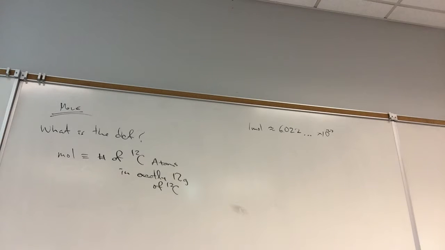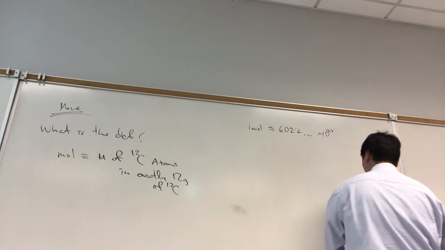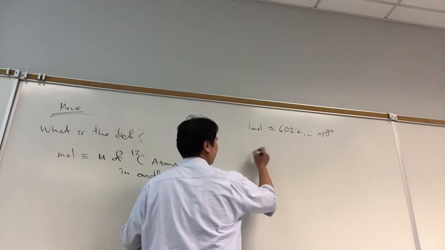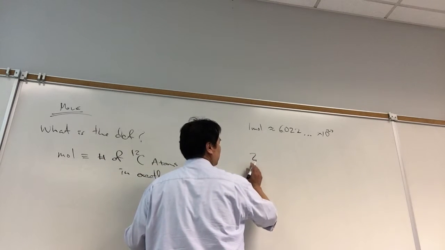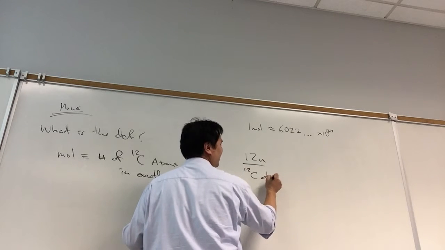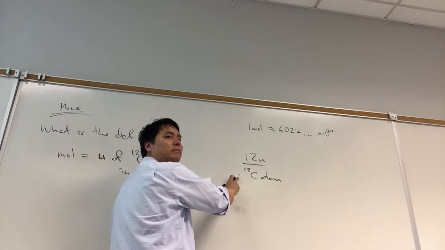Why was the mole chosen as this? Because it's related to the U. That's why. And so now there's a connection between the U and the mole and the grams. What we have here is, there are 12 U in a carbon-12 atom, right? We know that this is true. 12 U per carbon-12 atom.